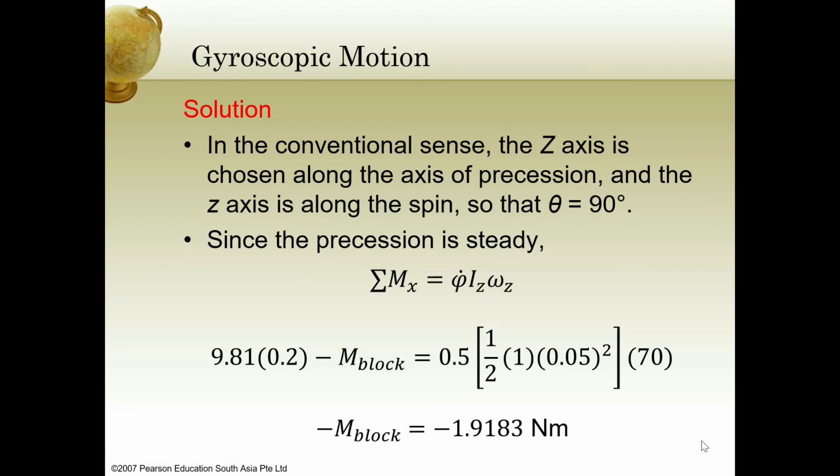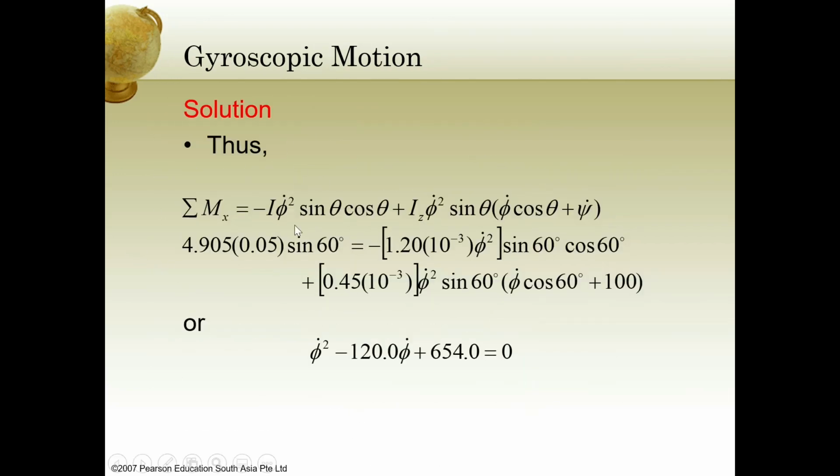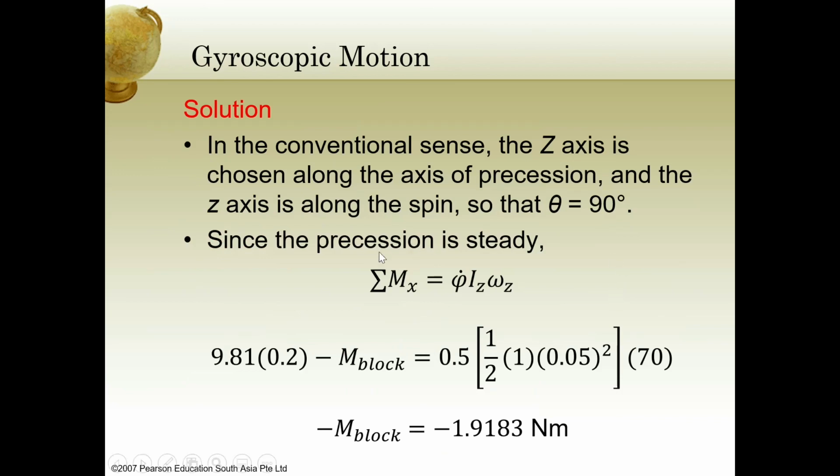Okay, since the precession is steady, we can use the simplified version of the moment about the x-axis equation, and also this is because the nutation angle is equal to 90 degrees. So instead of the long lengthy equation we used in the previous example, we can use this formula. Actually, you just put the 90 degrees into theta right here, and you will get the same equation. So sine 90 and cos 90 are equal to 1 or 0, so finally you will get this formula. Or just simply use this formula if theta is equal to 90.